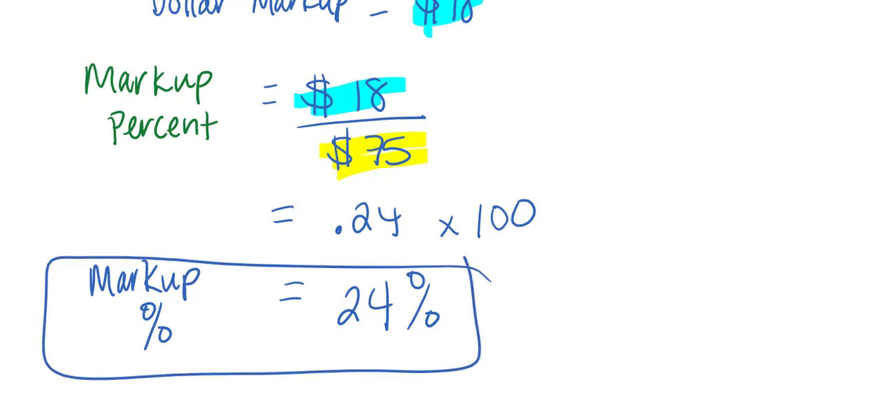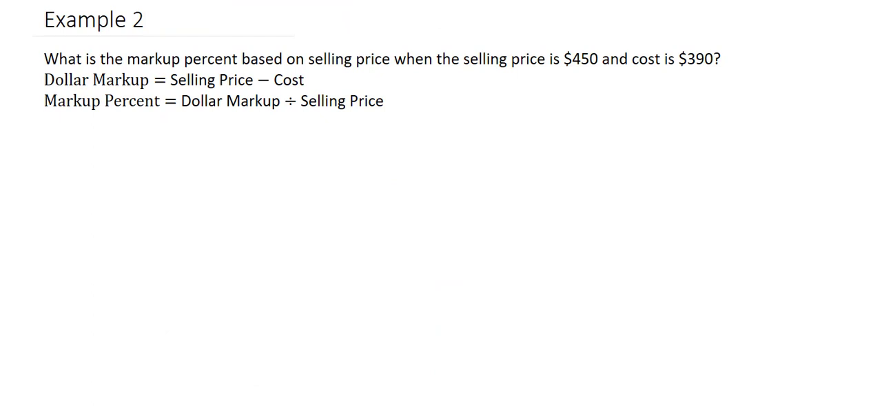Now let's go ahead and look at the second example. Example 2, what is the markup percent based on the selling price when the selling price is $450 and the cost is $390? So once again, we have a selling price, our cost right here, and we need to look for the dollar markup in the first equation so we can calculate the markup percent in the second one. So let's go ahead and do that.